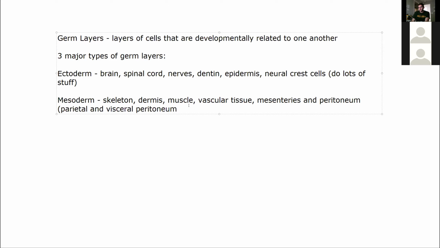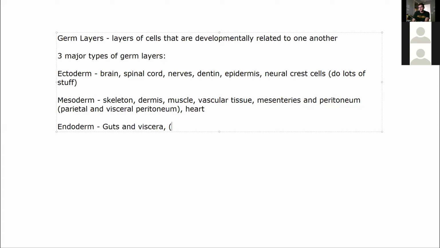So the parietal and visceral peritoneum all get developed from the mesoderm. The heart as well, big structure that comes from the mesoderm. And then finally, we have our last layer of cells called the endoderm. And the endoderm is pretty chill because really the only thing that it develops into is the guts.